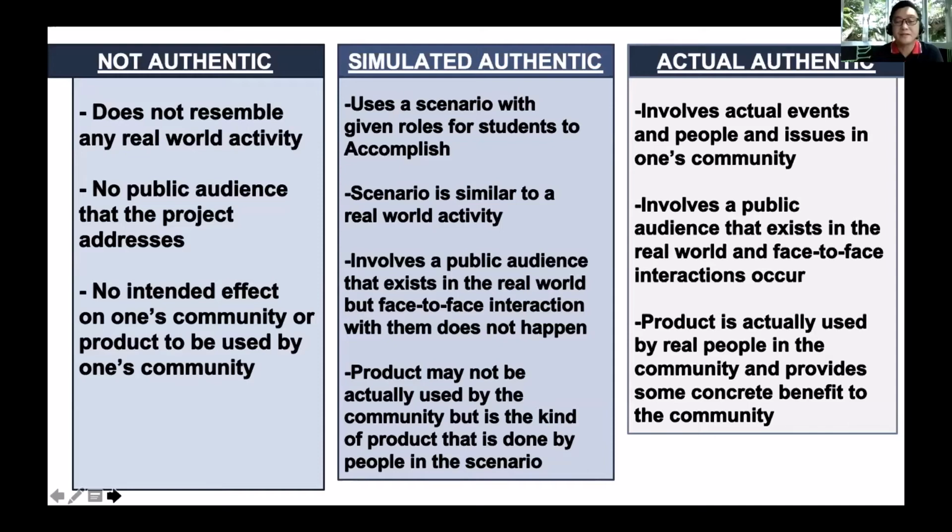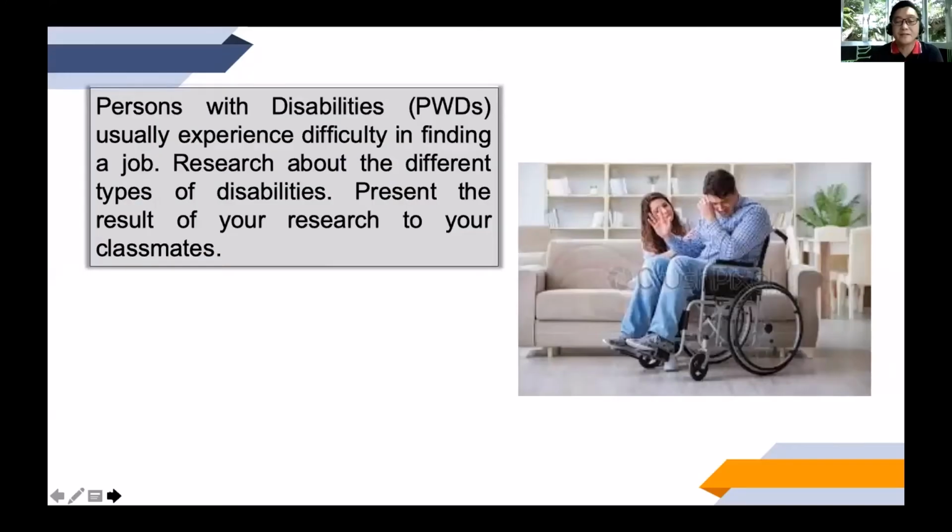And so if we go back to our example, persons with disabilities usually experience difficulty in finding a job. Research about the different types of disabilities and then present the result of your research to your classmates. So then this is clearly a product that is not authentic, as the task does not meet the expectations of those that make simulated authentic and actual authentic.